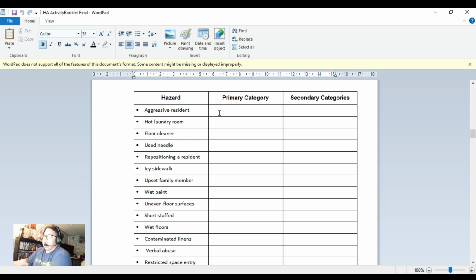So we will go to the next one, the hot laundry room. So what do you think it is? Correct, probably. Hot laundry room, I would put personally physical first. I put psychosocial. Being in a hot place for a long time, especially at your work, oh my goodness, you want to die. All right, floor cleaner, chemical.